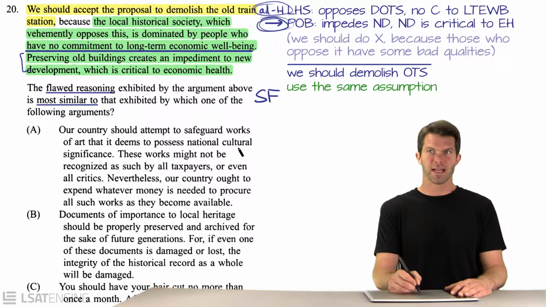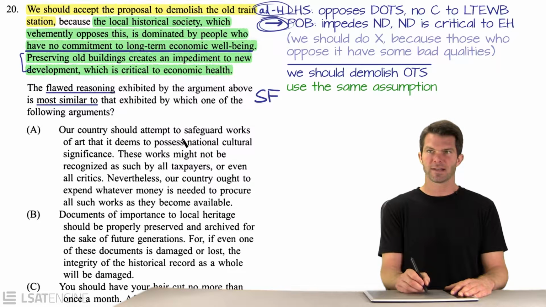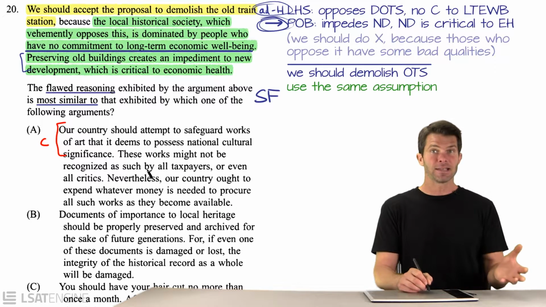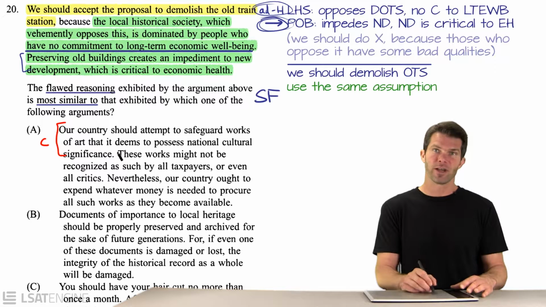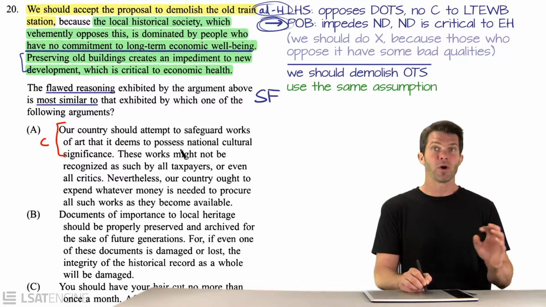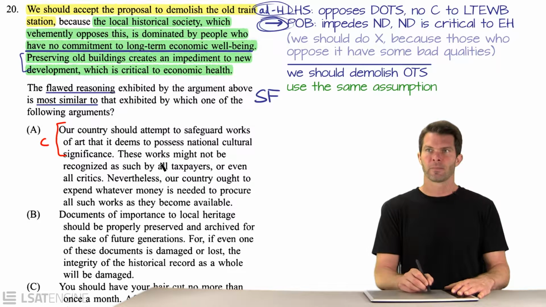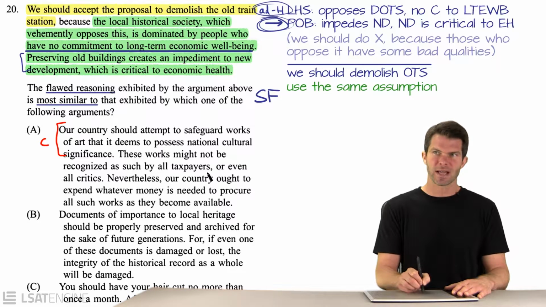The first sentence in answer choice A sounds like it's going to be the conclusion. It says we should try to safeguard the works that we think have national cultural significance. And so they're going to go on to tell us why. Now, I like to anticipate these halfway through. So I'm halfway through here. I got the conclusion down. So we're going to say that we should attempt to safeguard these works. And then I want the evidence to say, because there are people who don't think that we should keep them, and they're bad people. They have some negative quality. And then it says these works might not be recognized as masterpieces by all taxpayers or even all critics. Nevertheless, we ought to spend whatever money we need to procure all of these works when they become available.